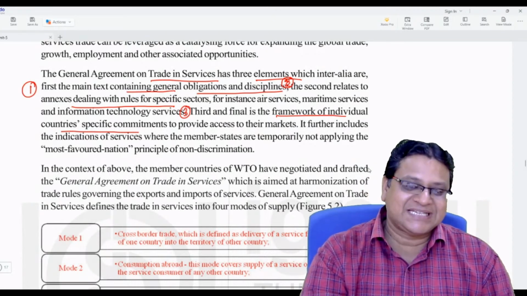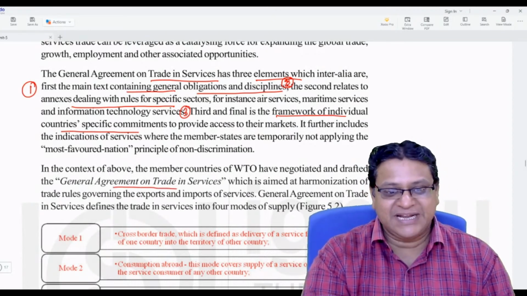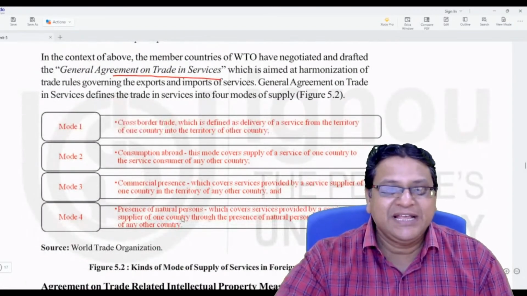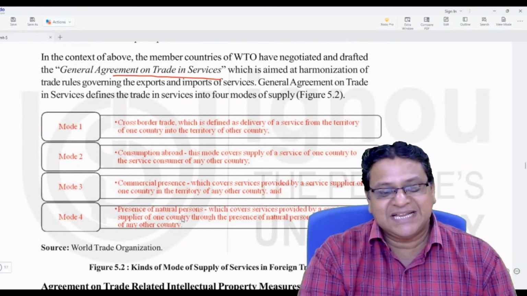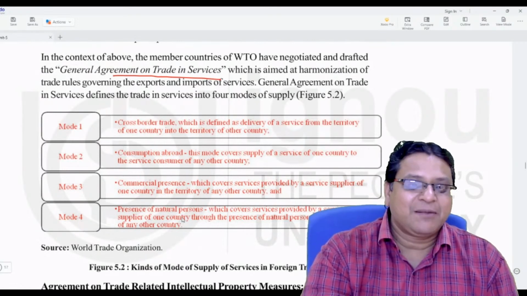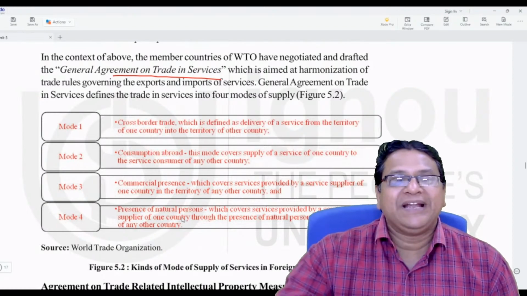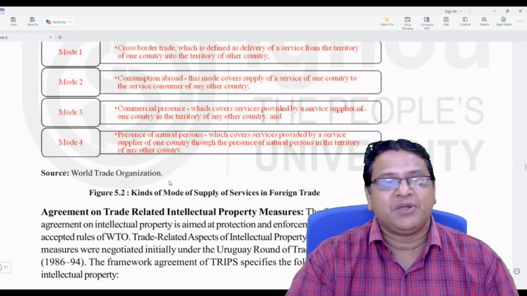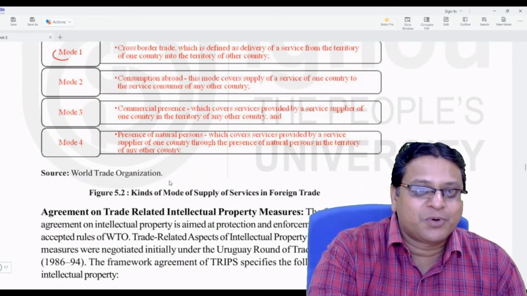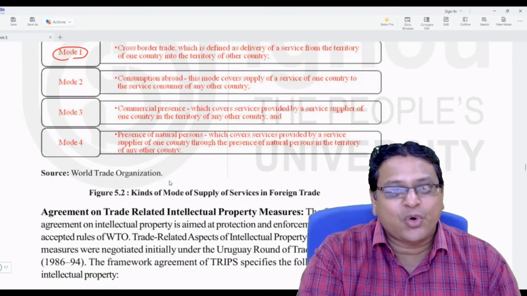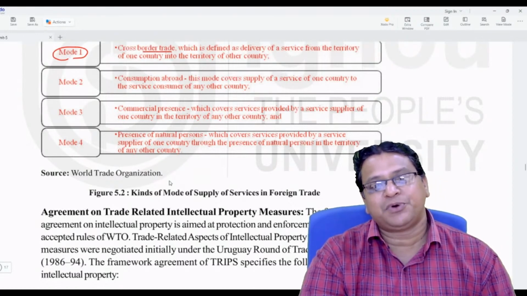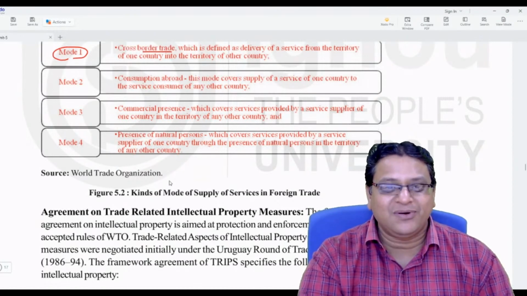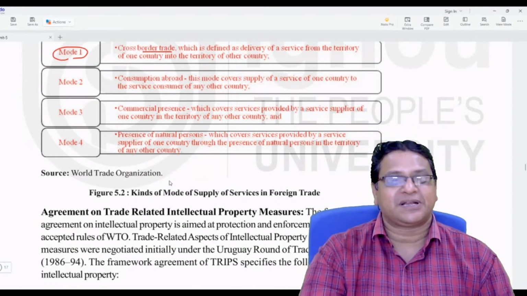So the GATS agreement, or General Agreement on Trade in Services, aims at harmonization of trading rules of services. The GATS agreement recognizes four modes of providing service. What are those four modes? We will discuss them one by one. Mode one is cross-border trade. What is cross-border trade? It is the delivery of a service from the territory of one country into the territory of another country.